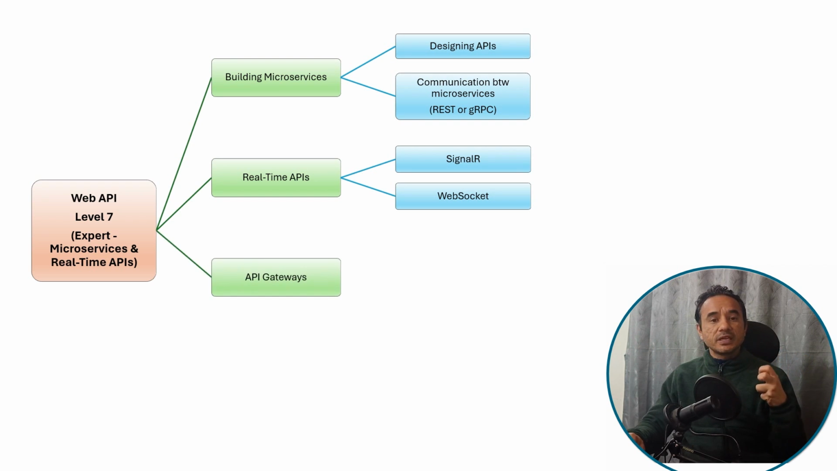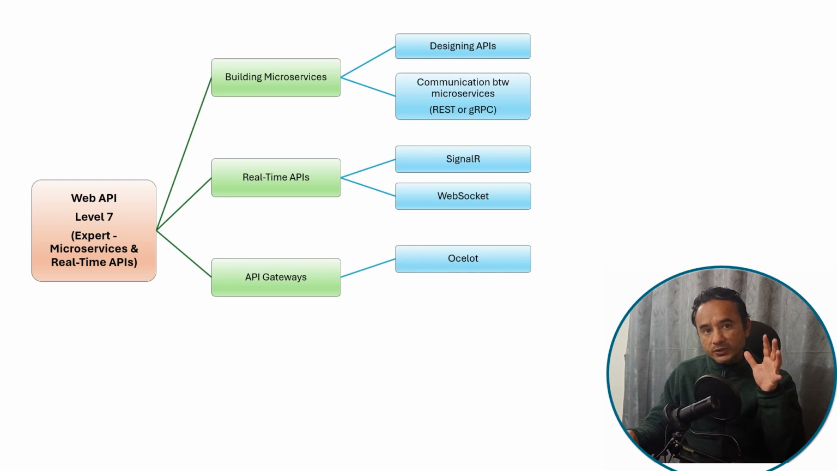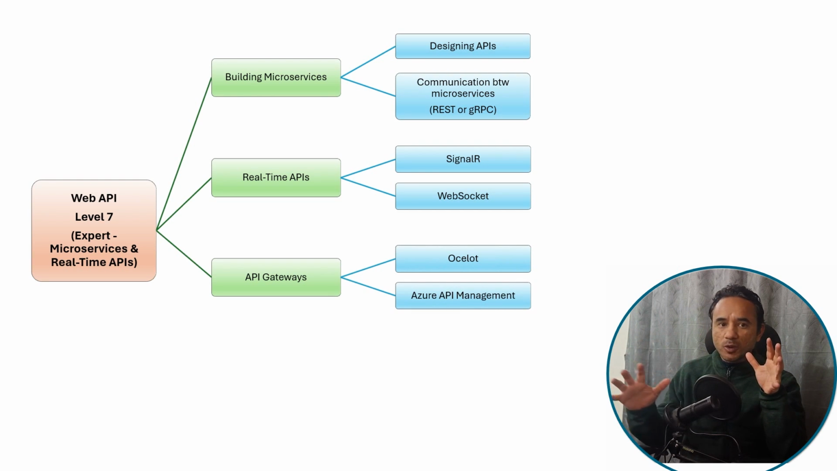Next topic is API gateways. An API gateway is a server that acts as an intermediary between the client and your multiple web APIs. Here Ocelot and Azure API Management are very popular. These tools basically manage the routing, authentication and throttling in your APIs.